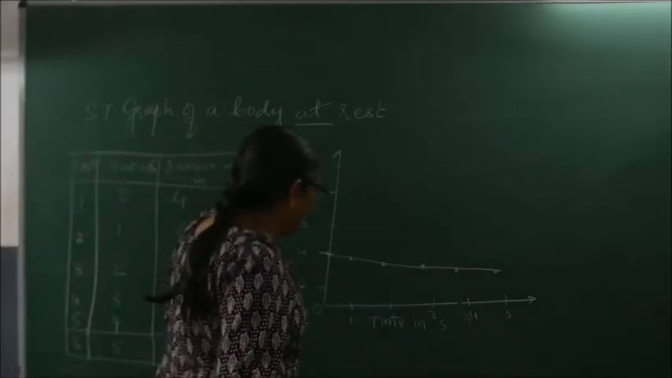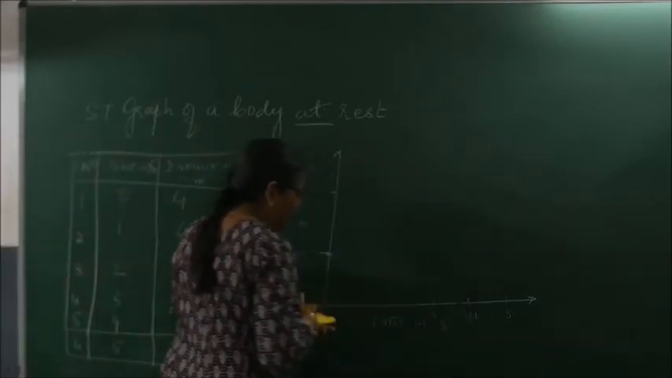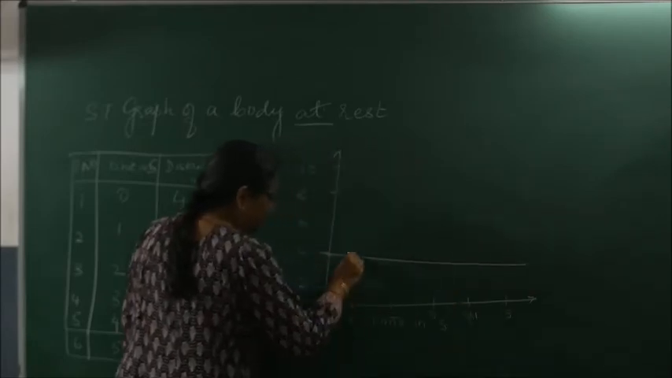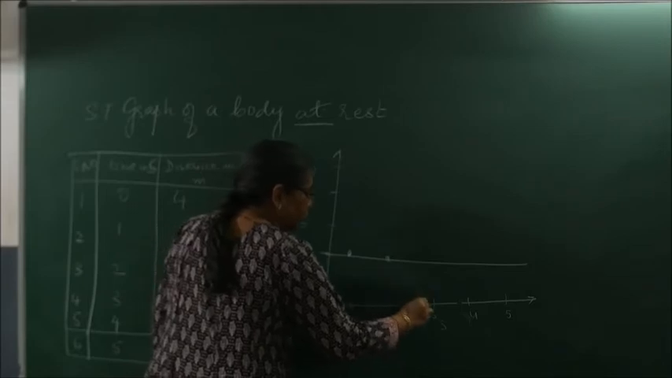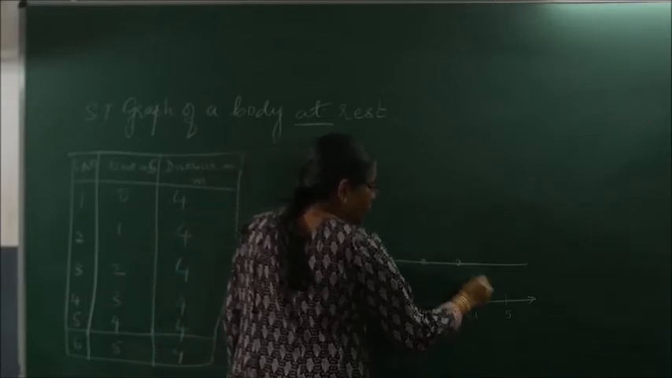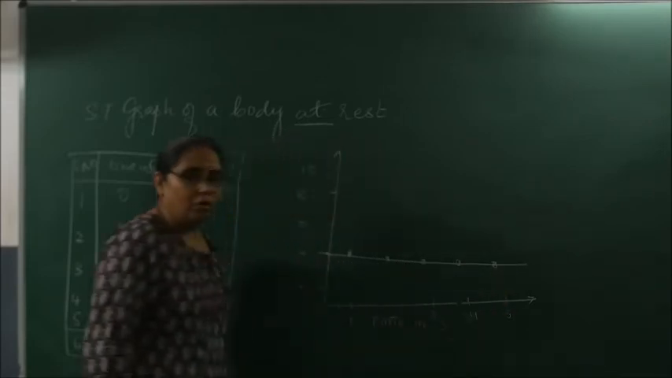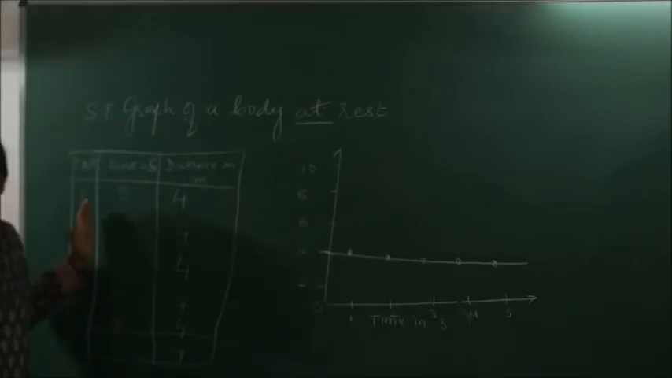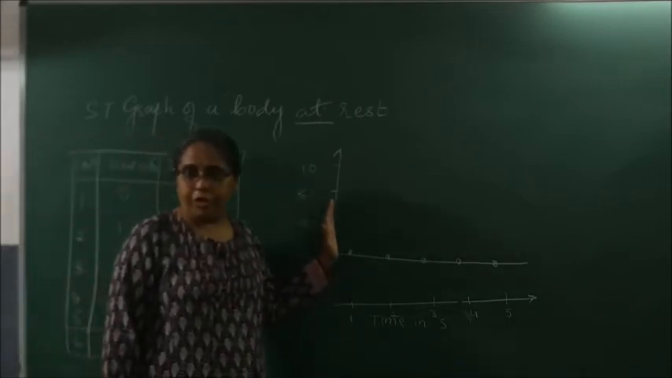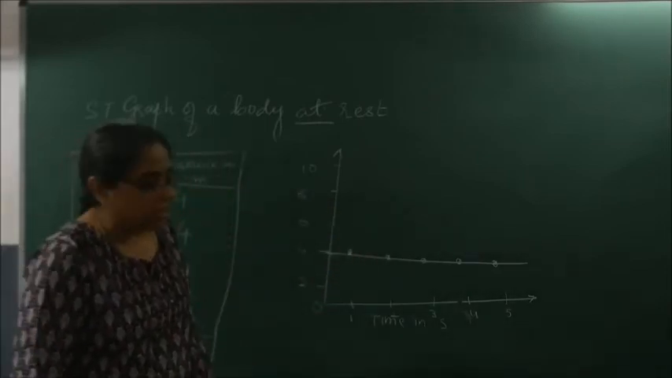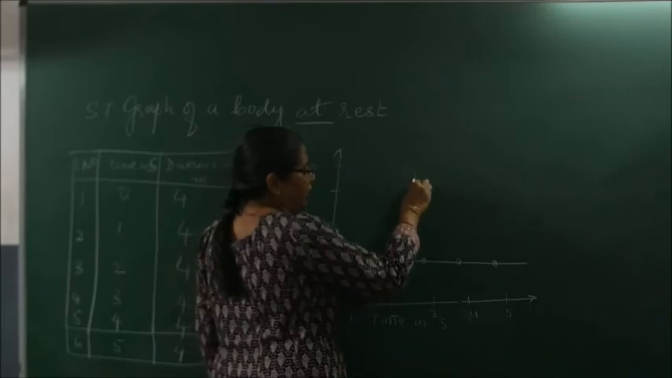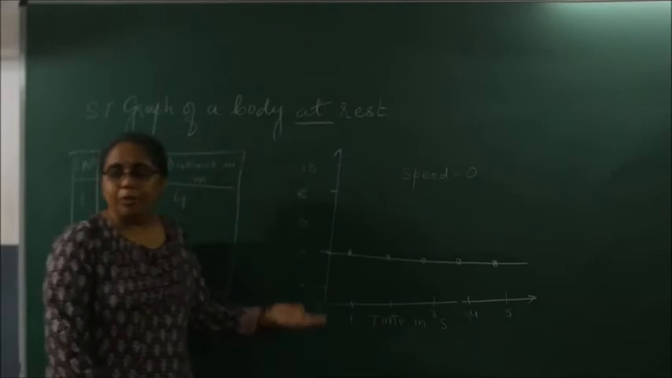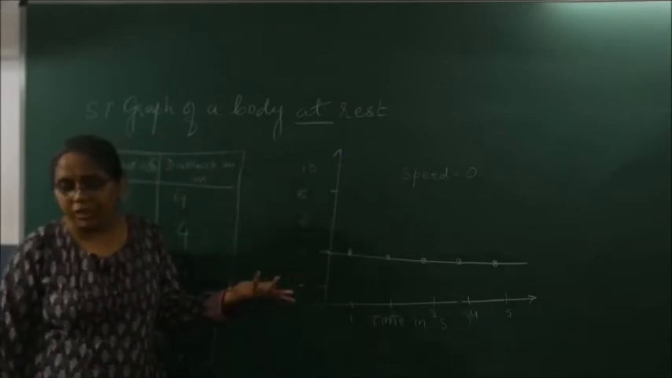I am removing my points and drawing a proper line so that you can understand it. You will get a line like this parallel to the x-axis. So you write 1, 2, 3, 4 and 5. It is always at what meter? 4 meter. Okay. So now, the speed of an object when it is at rest is always equal to what? 0, because there is no slope in this graph.